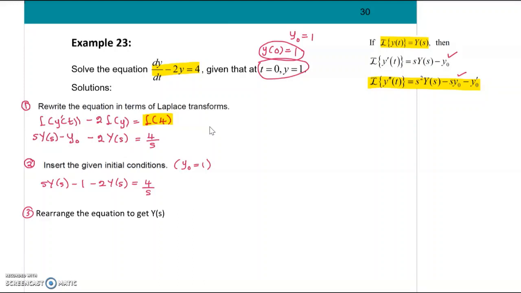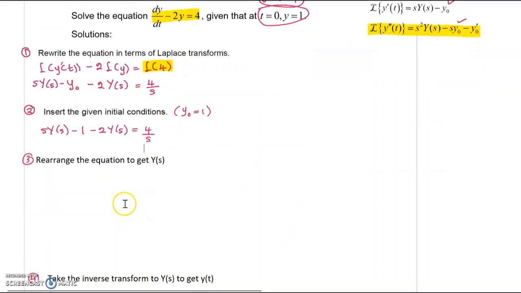Third step is to rearrange the equation to get Y(s). All right, so the intention of this step, step 3, is to factor out the Y(s) that we have. We can see we have Y(s) here and this is another Y(s). So we can group together the Y(s) and try to put the Y(s) to be the main subject, taking the Y(s) to be at the left hand side and the remaining terms to be on the right hand side.